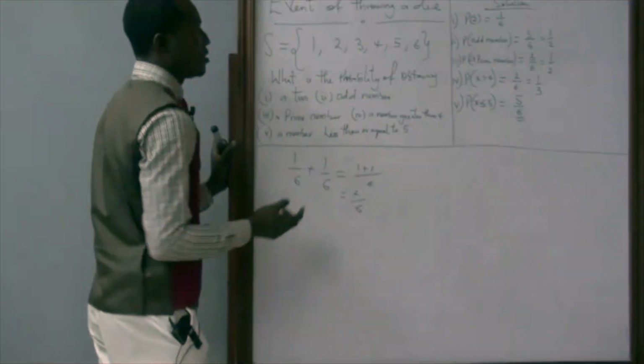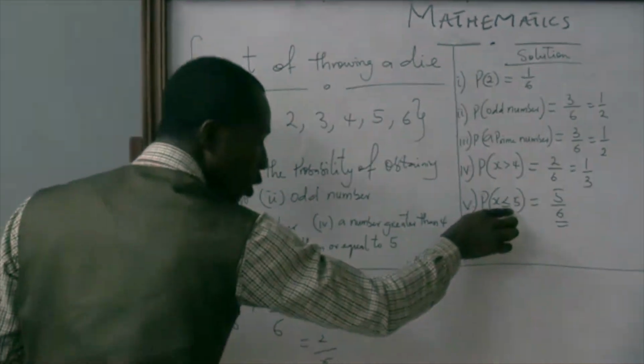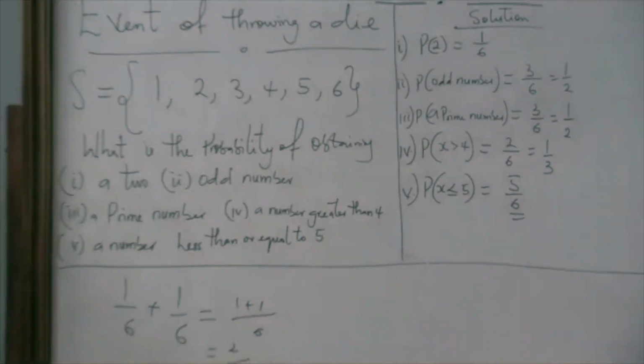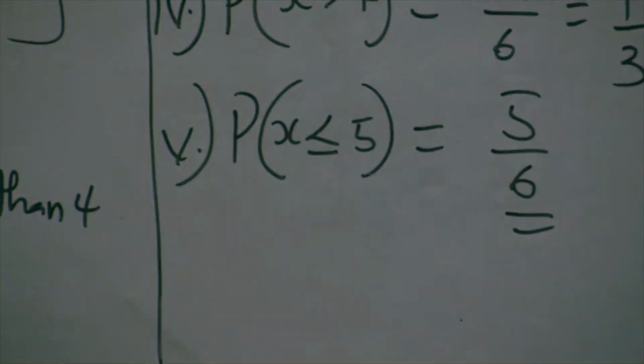How many is that? 1, 2, 3, 4, 5. Because it is less than or equal to 5, so 5 is also part of them. So 1, 2, 3, 4, 5. That's 5 divided by 6.